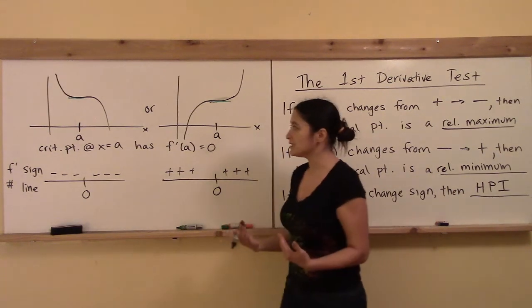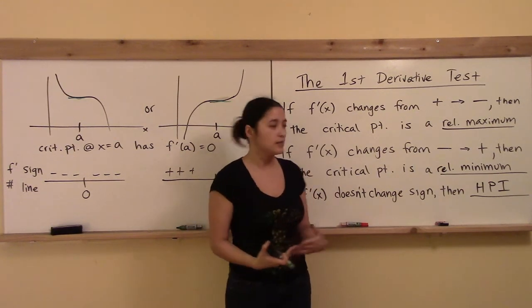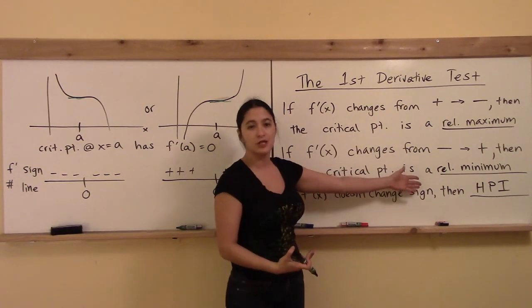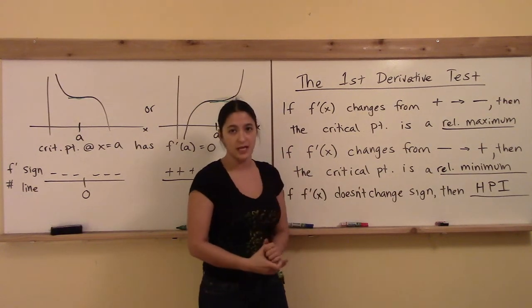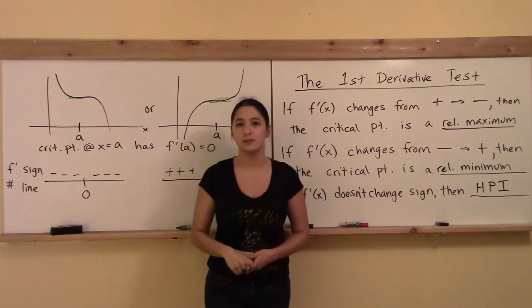Okay, so the point of this section is going to be locating critical points and then classifying them as one of these three things using what we call the first derivative test. In the next video, you're going to see me use concrete examples with specific functions.